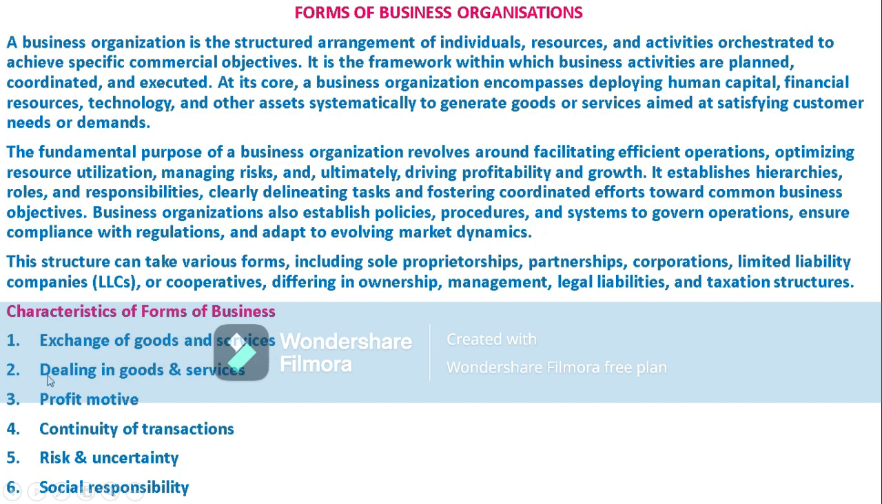Next one is dealing in goods and services. Dealing in goods and services means it involves manufacturing or procurement of services and goods. Before offering goods to the consumer for consumption, they should be manufactured or procured by the business. Business enterprises also convert raw materials into finished goods. So all these are related to dealing in goods and services.